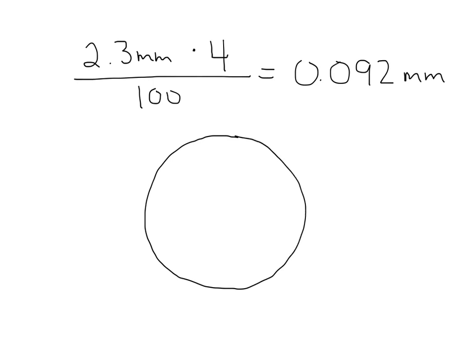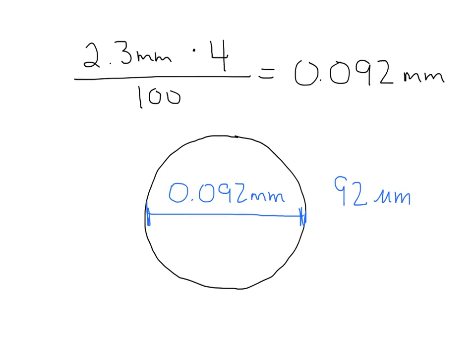So that means when I'm looking through that high power objective lens and I see my image here, the diameter of my image, so from here to here, is approximately 0.092 millimeters. Now that's a really small number, so it actually makes more sense for us to convert this into micrometers. So that's actually 92 micrometers. I just moved the decimal point over to the right 3 times.